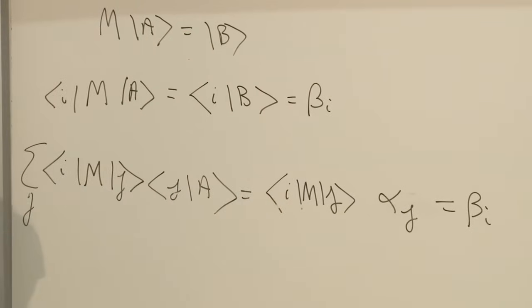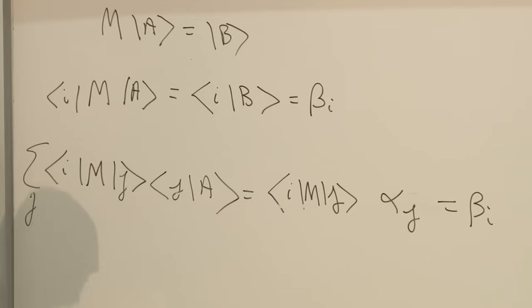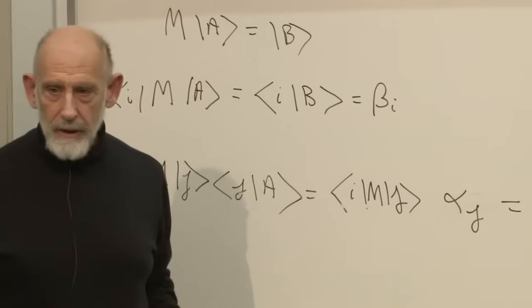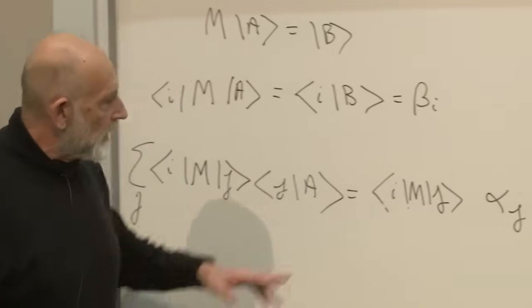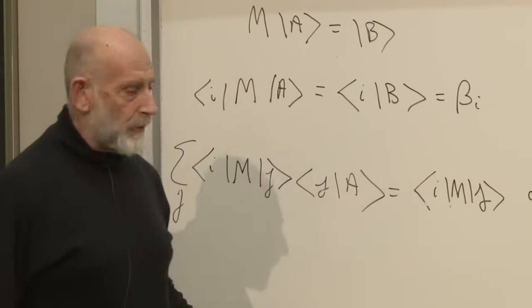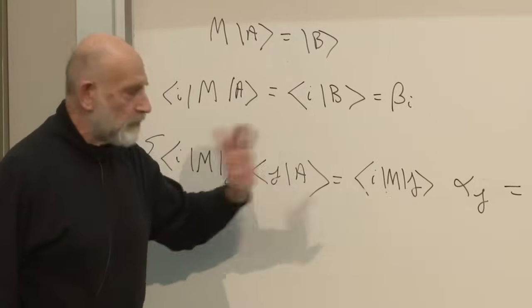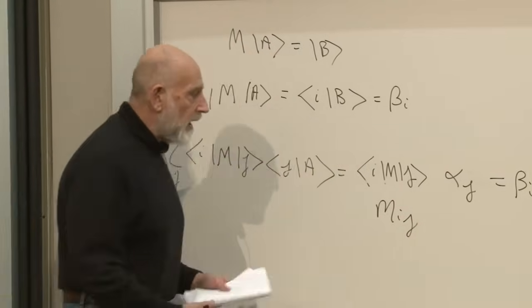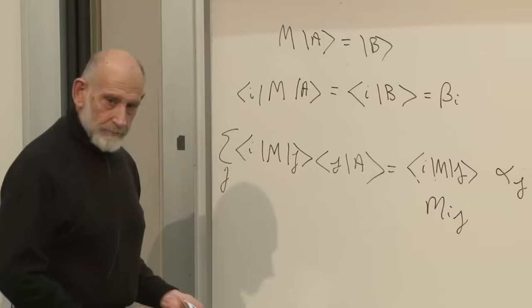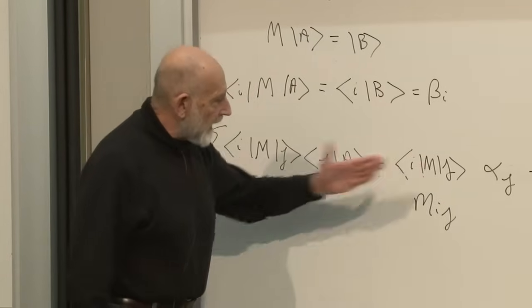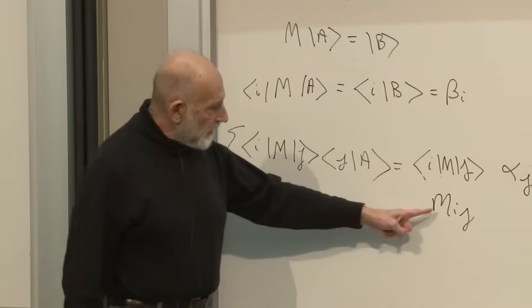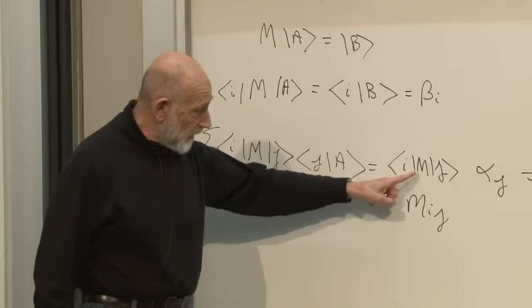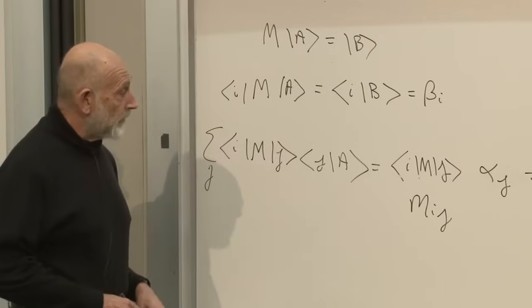So all we have to do is give this object a name. What is this object? I'll tell you again. You have some operator, it's an abstract entity. You have a collection of basis vectors. You apply the abstract operator to the vector j and take its inner product with i and call the thing M_ij. It's a number. It may be a complex number, but it's a number. In other words, it's possible to characterize linear operators by what are called their matrix elements. These are called the matrix elements of the linear operator M.